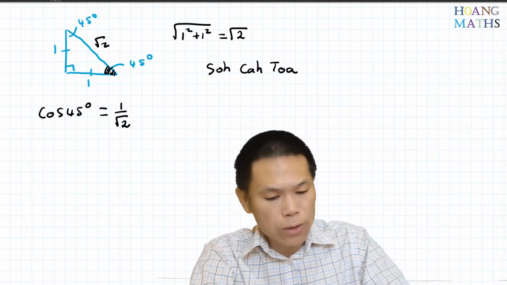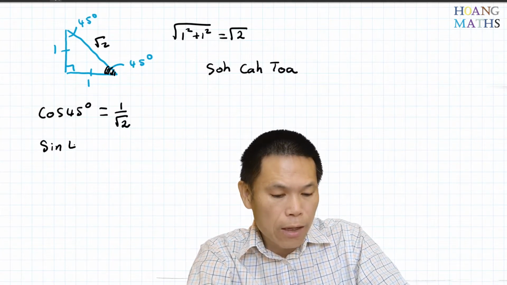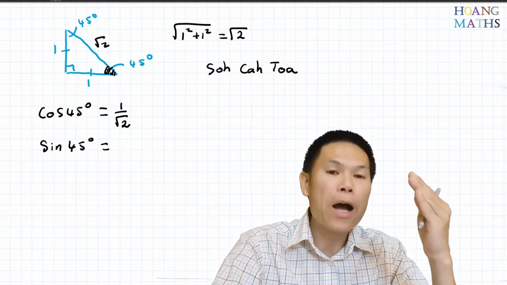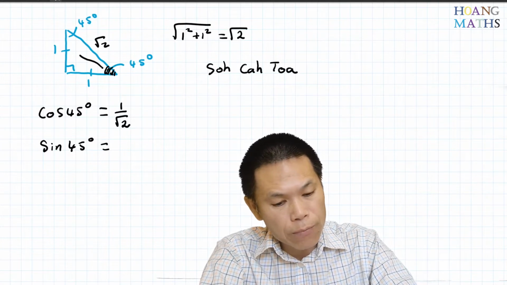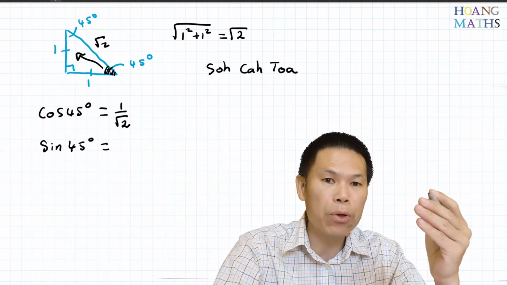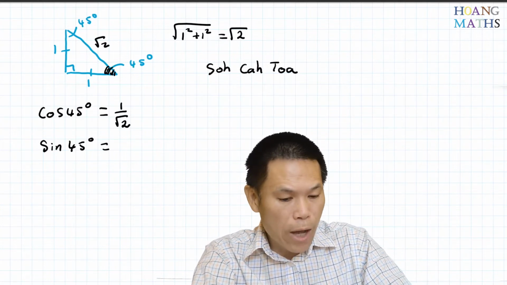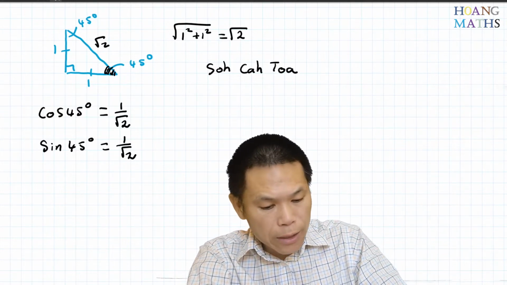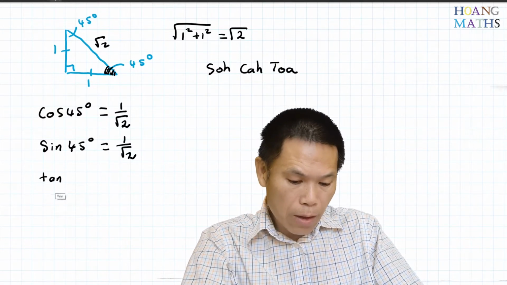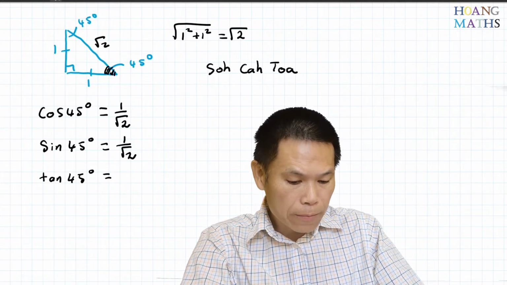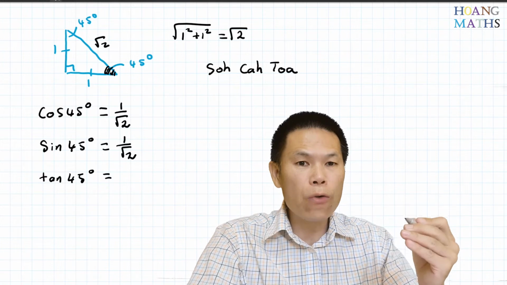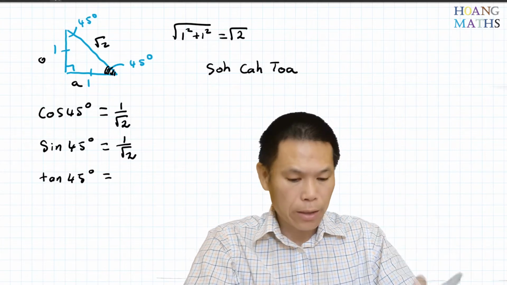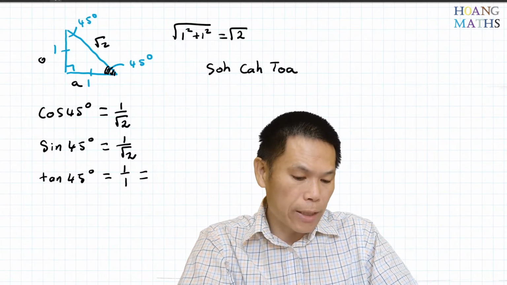Now, we just work out sine of 45 degrees. Sine is SOH, opposite over hypotenuse. The opposite of this angle here is 1 and the hypotenuse is root 2. So 1 over square root of 2. Now tan of 45 degrees. Tan is TOA, opposite over adjacent. So opposite is 1 and adjacent is also 1. So 1 over 1. So the answer is 1.